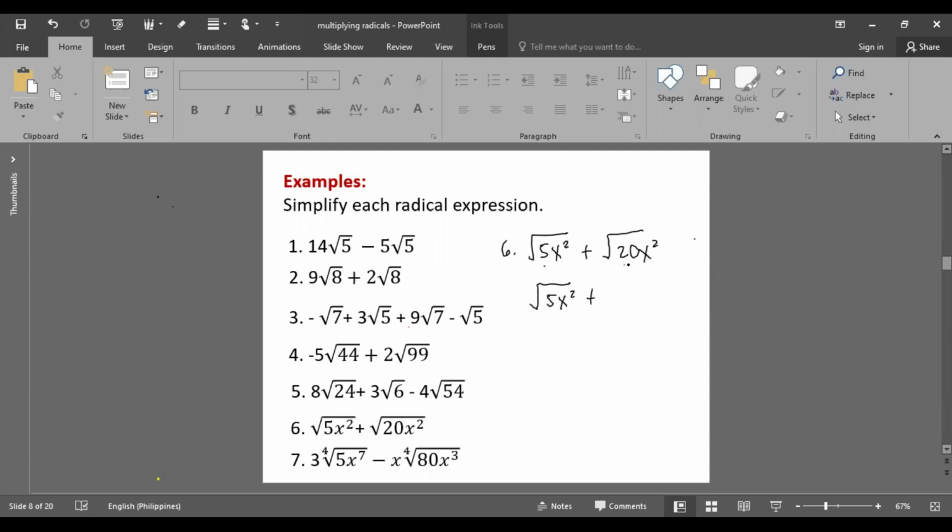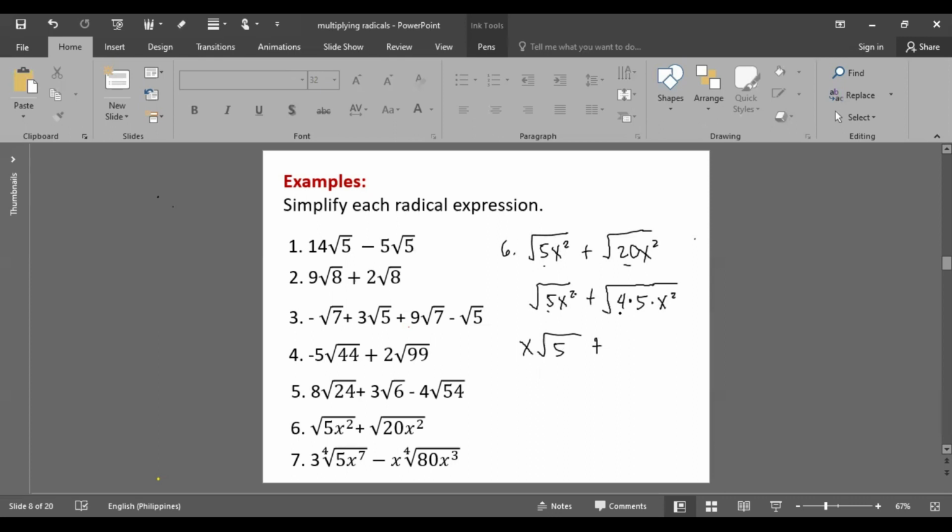Meron bang factor si 20 na may square root? Meron. It's 4 times 5. How about factors ni x squared? Just copy. Kasi divisible naman na yung exponent niya sa index. Okay? Wala namang square root si 5. So copy 5. Then x squared. Divide the exponent by the index. It's 1. So x raised to 1, so we put it outside the radical sign.